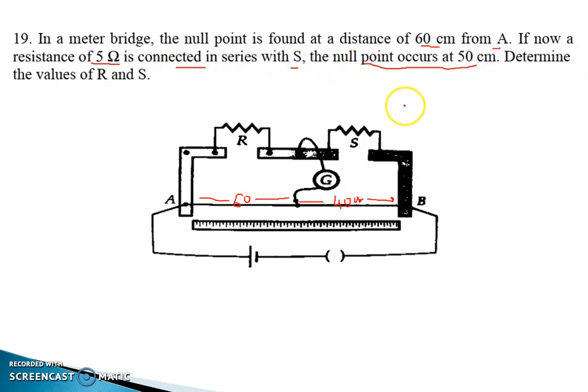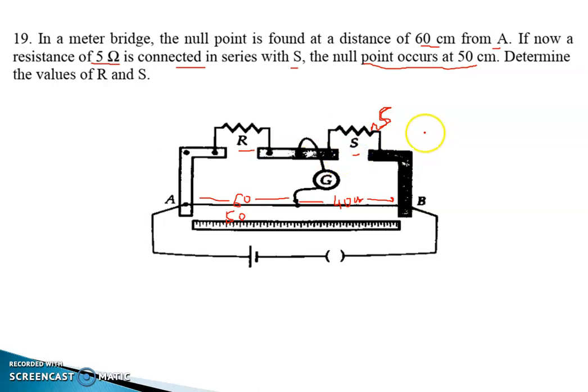If now a resistance of 5 ohm is connected in series with S, the null point occurs at 50 centimeter. It means if we connect another resistance of 5 ohm in series with S, then we will find that the null point shifts towards A, and the balancing length becomes 50 centimeter. So we have to find the value of R and S.